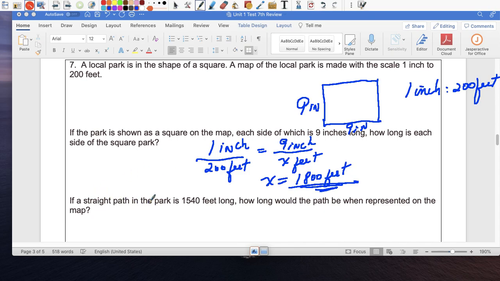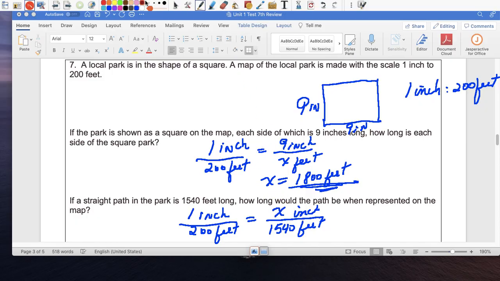All right, if a straight path in the park is 1,540 feet long, how long would the path be represented on the map? Okay, so again, go back to your scale. 1 inch is 200 feet. We know that. So let's put our units, inch, feet. So if 1 inch is 200 feet, how many inches would be 1,540 feet? That's what the question is saying. So our unknown value this time is the inches.